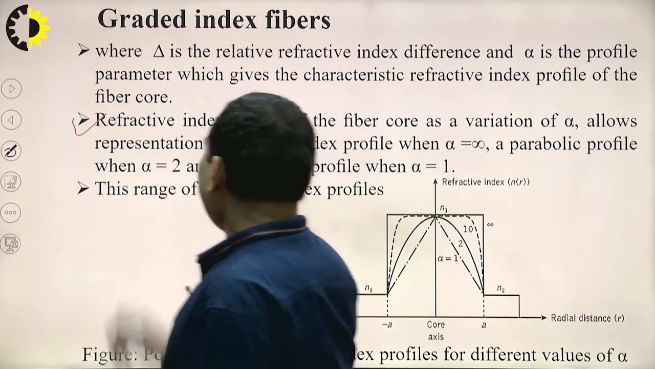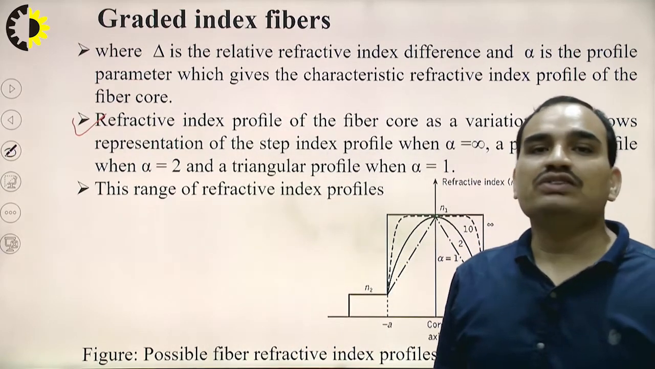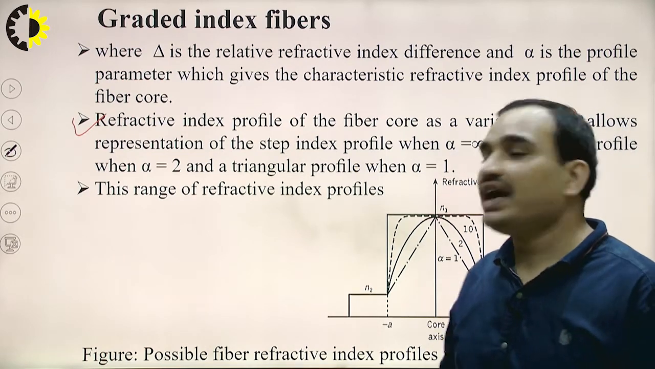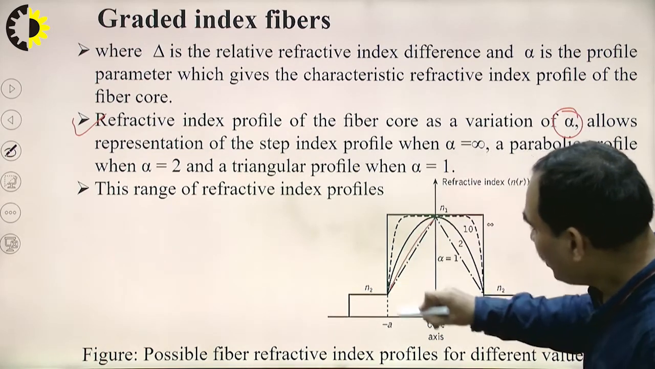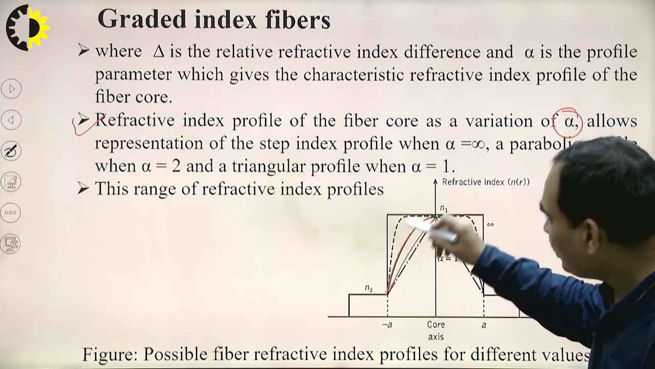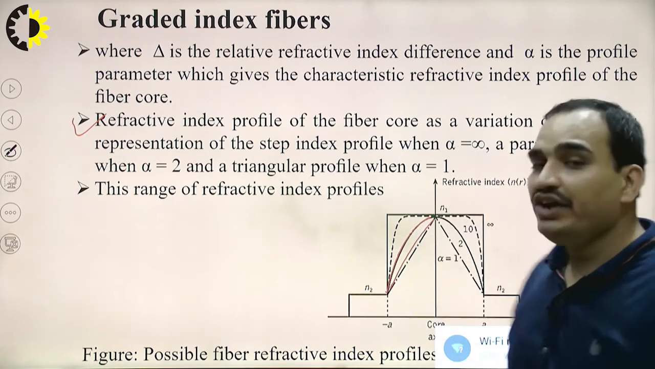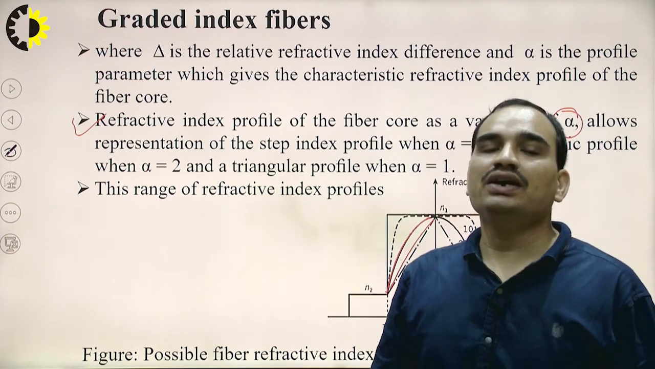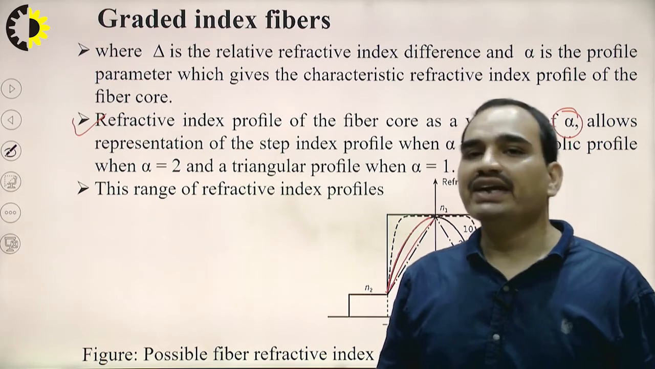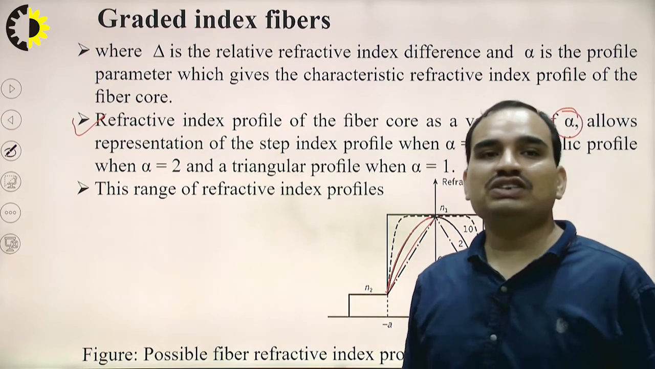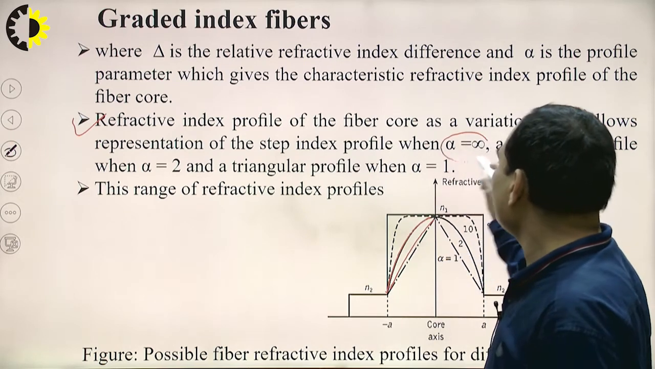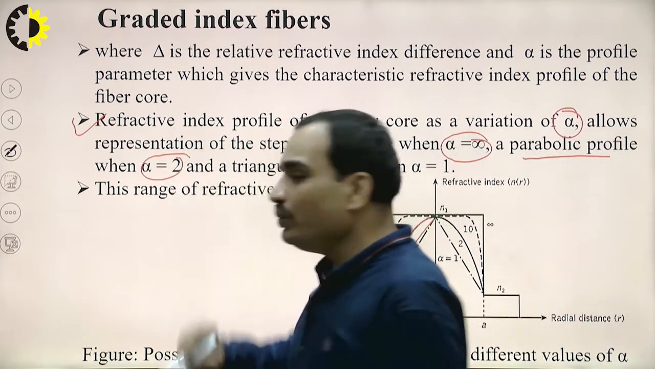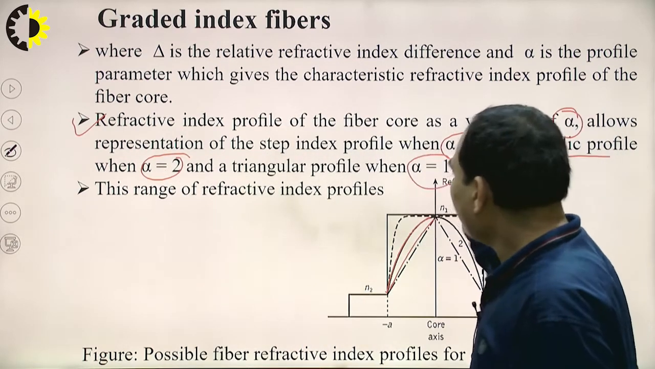The refractive index profile of the fiber core is a variation of alpha. Depending on the value of alpha, we can define whether it is having a triangular profile or a parabolic profile or a stepped profile. So depending on the value of alpha, we can define the profile followed by the refractive index of the graded index fiber. So it allows the representation of the stepped index profile for alpha equals to infinity, a parabolic profile with alpha equals to 2, a triangular profile for alpha equals to 1.